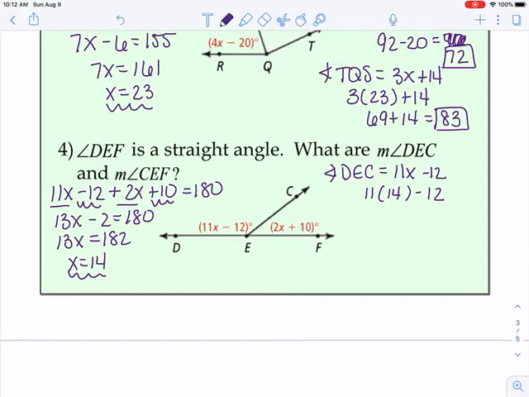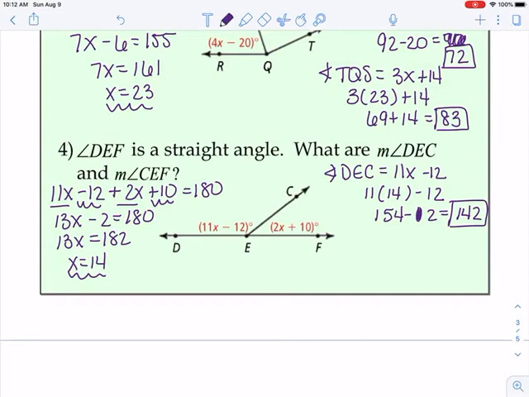So I'm going to do 11 times 14 minus 12. 11 times 14 should give me an answer of 154. And 154 minus 12 will give you an answer of 142. So the measure of angle DEC is 142 degrees.